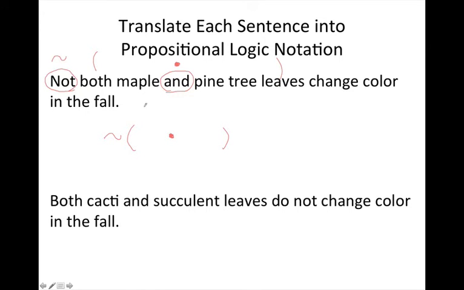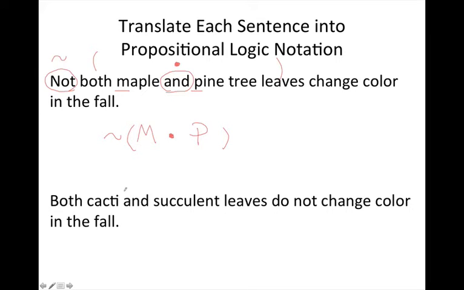And now we have two simple statements. Maple tree leaves change color in the fall, and I'll just use M for maple. Tree leaves change color in the fall. And P for pine tree leaves change color in the fall.